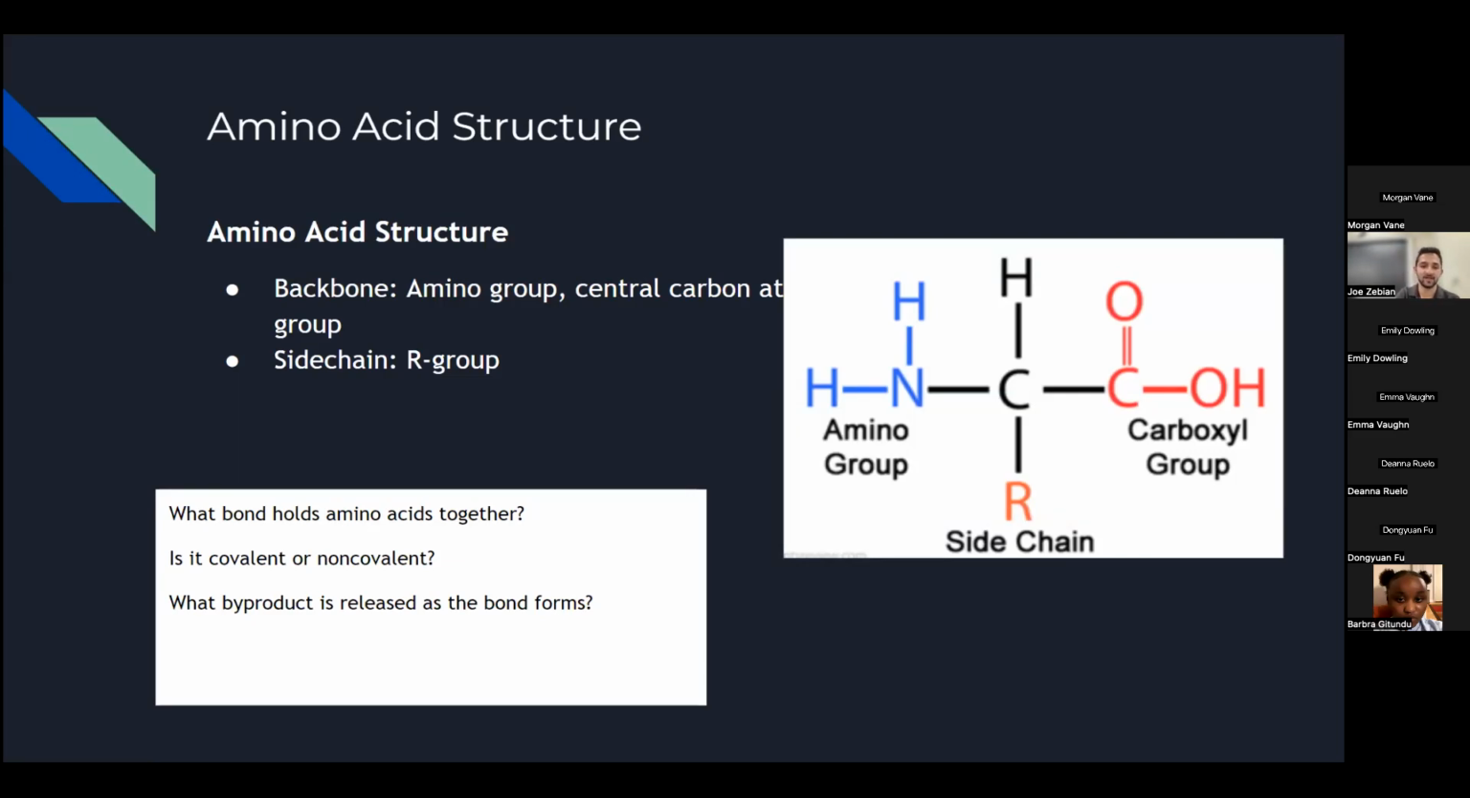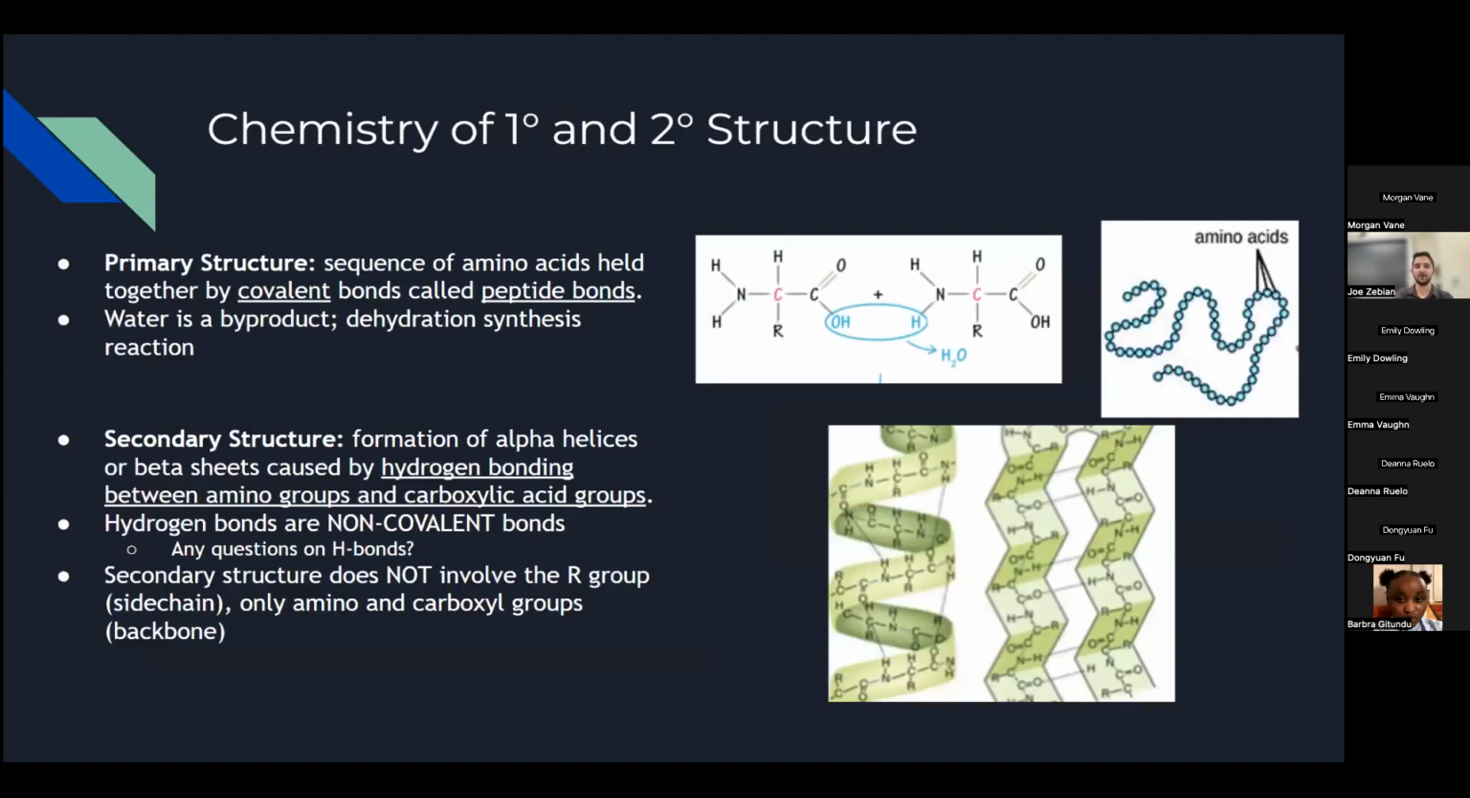Water. Yes, because this is a condensation reaction. Okay, so there's a lot here. Chemistry of primary and secondary structure. Primary structure is just the sequence of amino acids held together by covalent bonds called peptide bonds. As we mentioned, water is a byproduct of that.